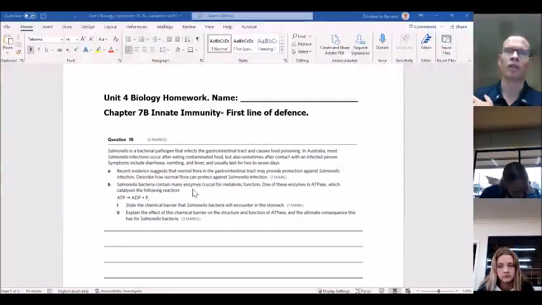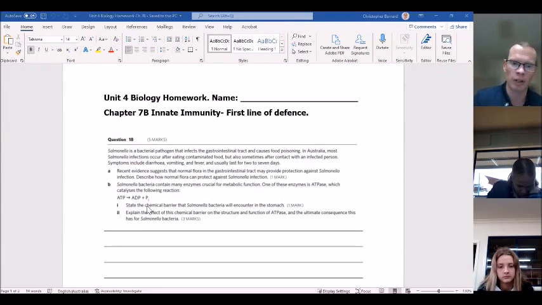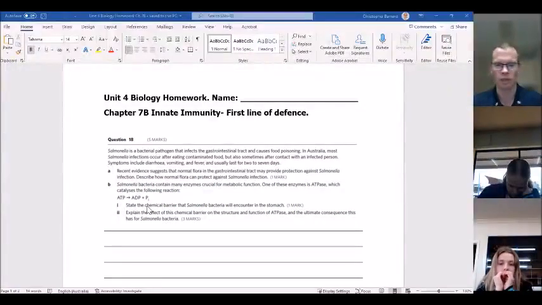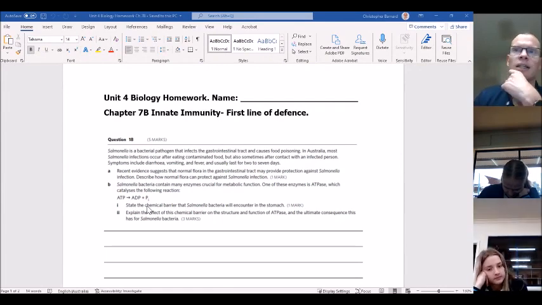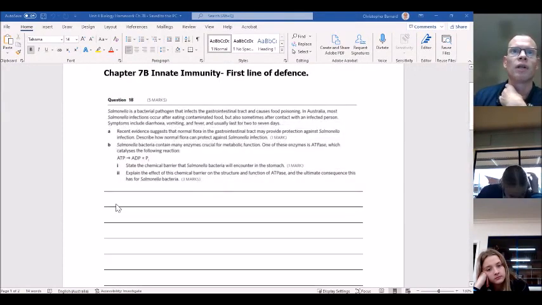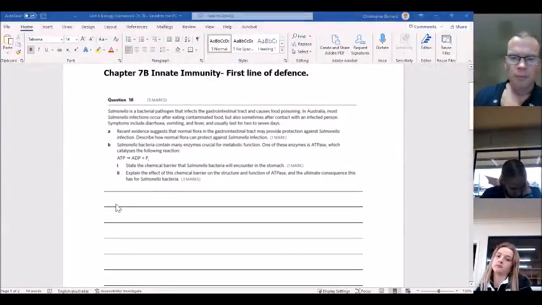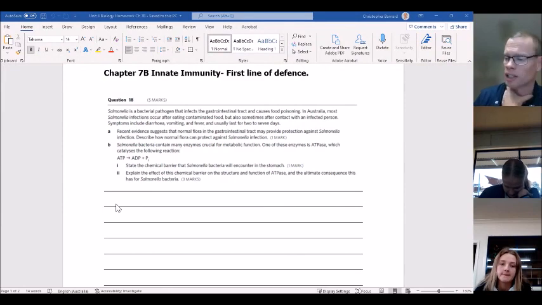We touched on this already, so hopefully you answered this yesterday. What's the chemical barrier that salmonella encounter in the stomach? A low pH because of the stomach acid. Yep. And explain the effect of the chemical barrier on the structure and function of ATPase and the ultimate consequence this has for the salmonella. Right, this is worth 3 marks. Again, what is the question really asking you about? Is it asking you about salmonella? No. So what is it asking you about?